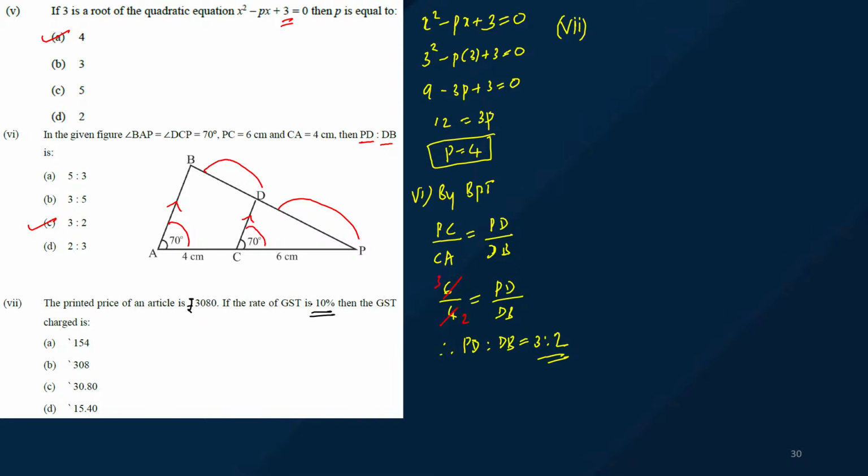All right, then the GST charged is 10% of the printed price, 3080. So this 0, this 0, this 0, this 0 get cancelled. What I get over here is 308, which is the right option. So rupees 308 is nothing but the GST charge.